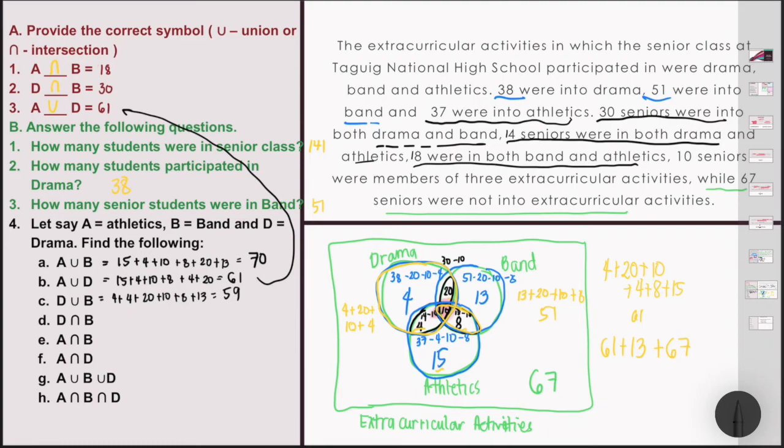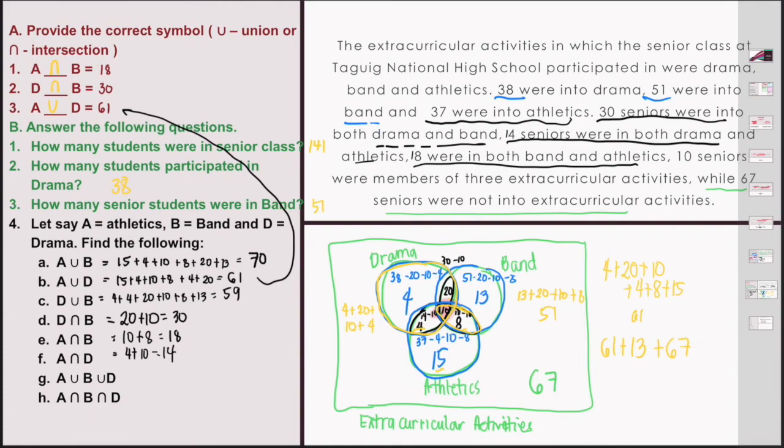Now, let's try their intersection. Again, when we speak of intersection, it is what is common to the two events. So, you have drama intersection band. And we have 20 plus 10, which is 30. Athletics intersection band. And we have 10 plus 8, which is 18. We also have athletics intersection drama. We have 4 plus 10, which is 14.